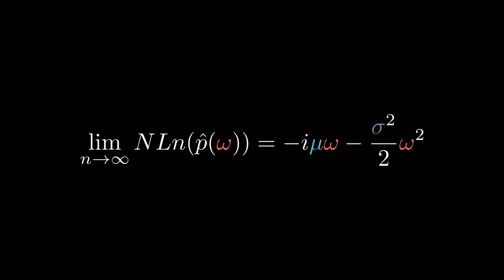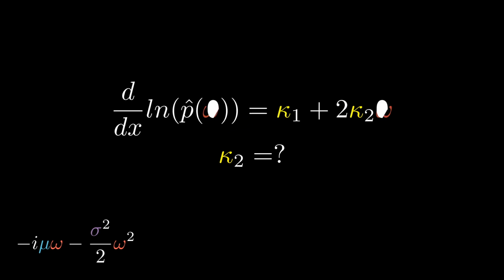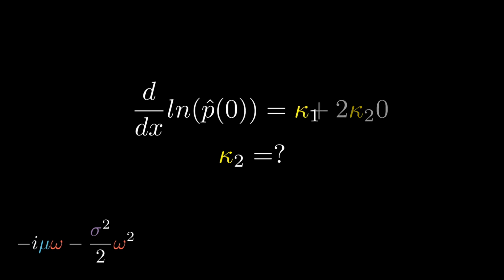It would be nice to know how to calculate mu and sigma so that we can choose which particular Gaussian distribution we should use to approximate random variables with. We can do this by finding the values of the coefficients kappa 1 and kappa 2. We'll use the Maclaurin series to find kappa 1 and kappa 2. This is done by taking the derivative of our natural logarithm thing and evaluating it at omega equals 0.